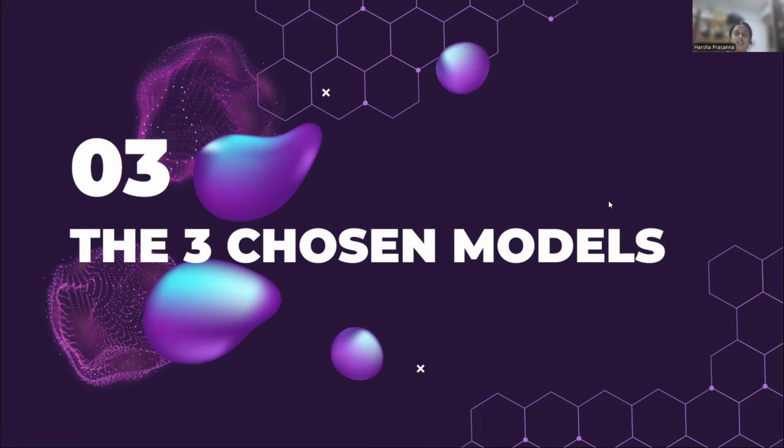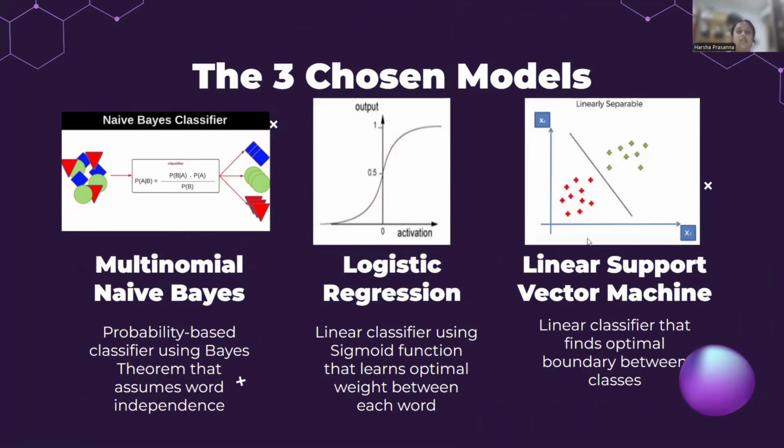So now let's take a look at the three chosen models. We evaluated three machine learning models for spam detection: multinomial naive Bayes, logistic regression, and support vector machine, each using a distinct mathematical approach. Naive Bayes is a probability-based model that calculates the likelihood of an email being spam based on the probabilities of individual words, assuming all words are independent. This simplification makes it extremely fast but less nuanced.